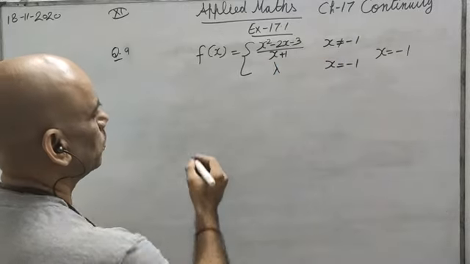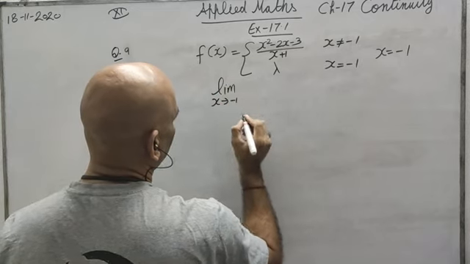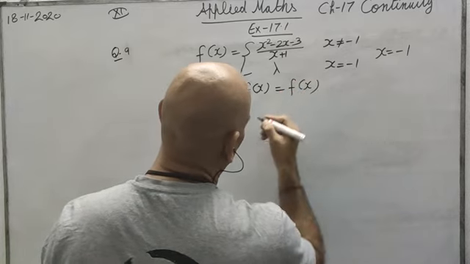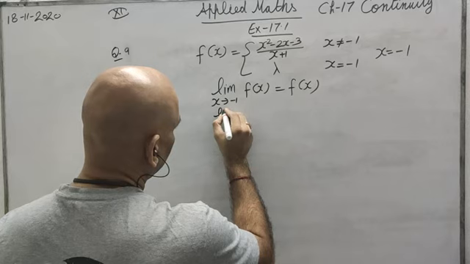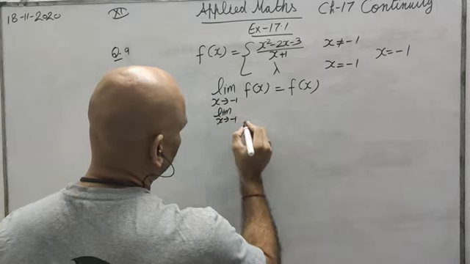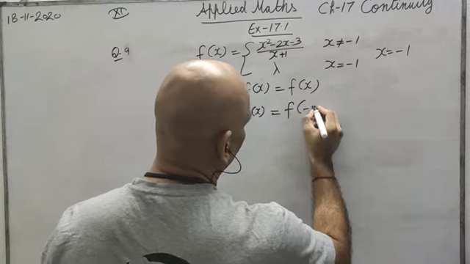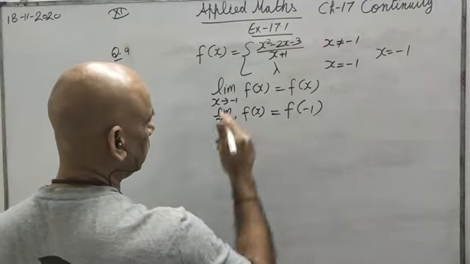The function is continuous. So if the function is continuous, what will happen? The limit as x tends to minus 1 of f(x) will be equal to f(minus 1), the value of the function.